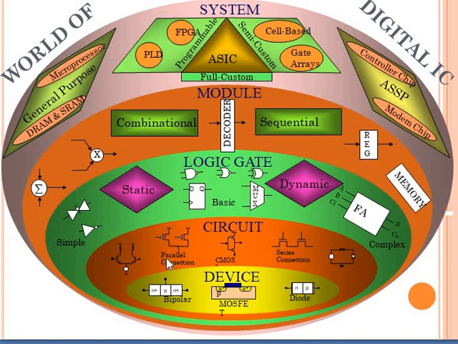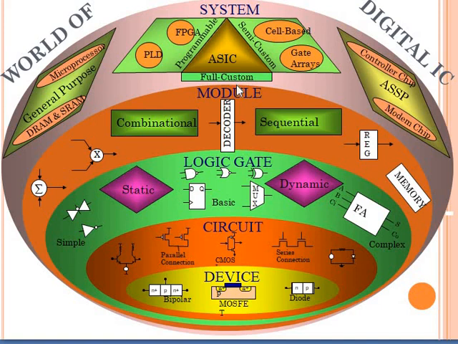After that, we can implement the logic gates, which combine together to form a module. Either we can have combinational circuits that depend only on the present state, or sequential circuits that depend on the present state and the previous state. Here we can classify the sequential circuits into synchronous and asynchronous modes also. All these circuits, combinational and sequential, together form the modules.